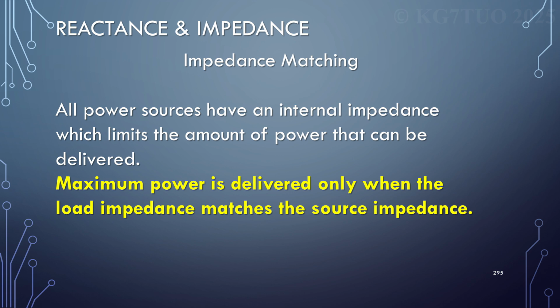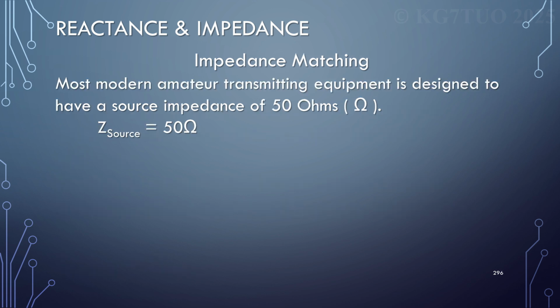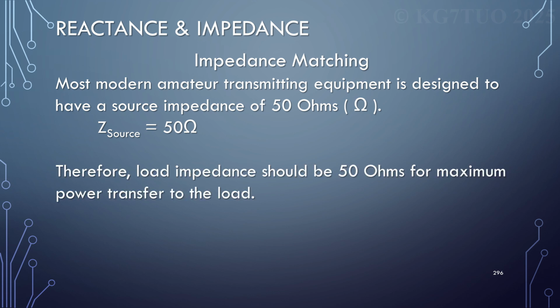This leads us to the concept of what happens when it's not identical. Maximum power is delivered only when the load impedance matches the source impedance. I don't think I've seen a test that didn't have that question. Right. Z source equals Z load. That's what you're after. Maximum power when it all matches up. Most modern amateur transmitting equipment is designed for 50 ohms, but we use all kinds of stuff for carrying the load. Therefore, load impedance should be 50 ohms for maximum power transfer to the load. Z load should equal 50 ohms.